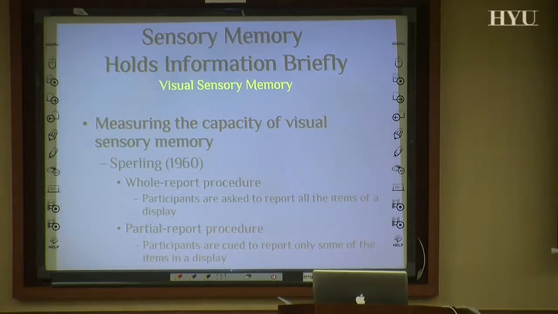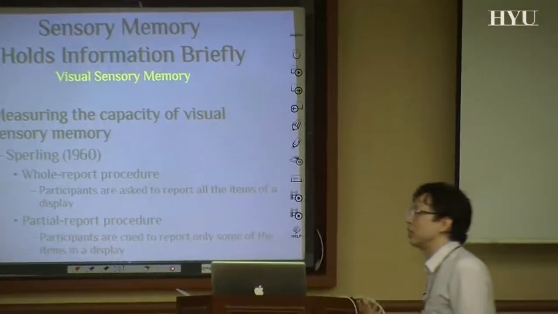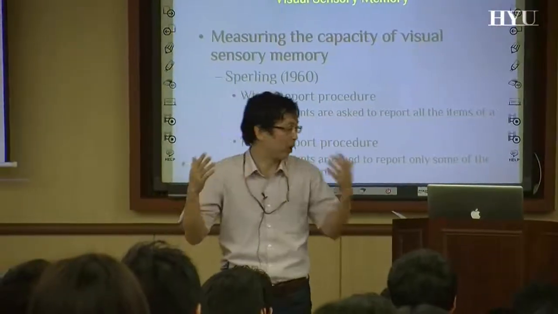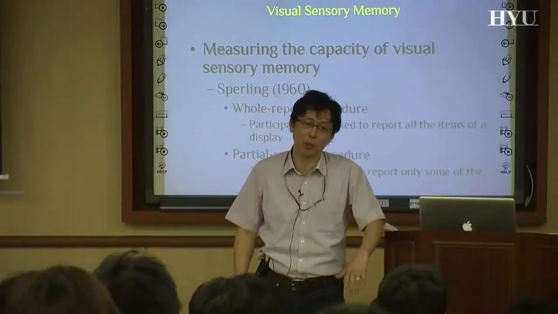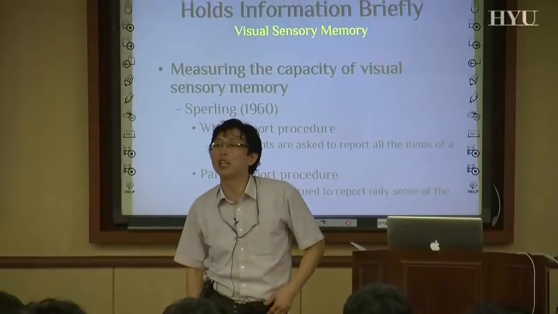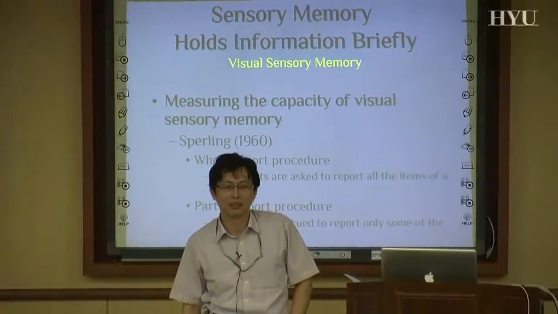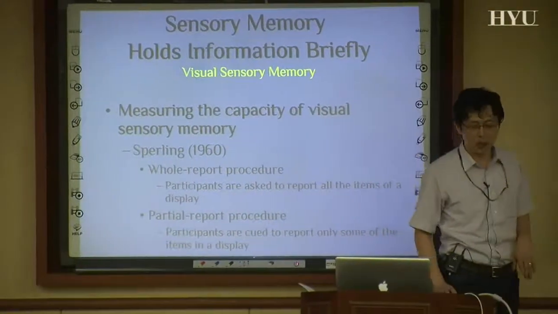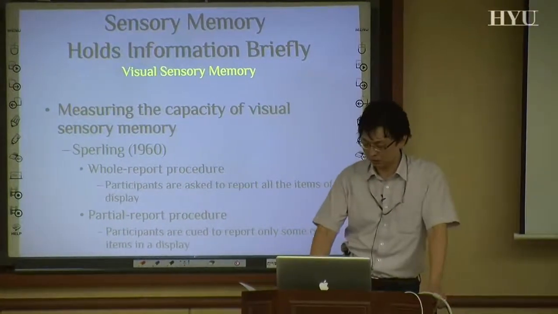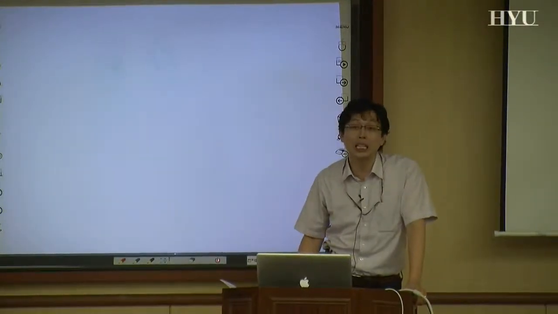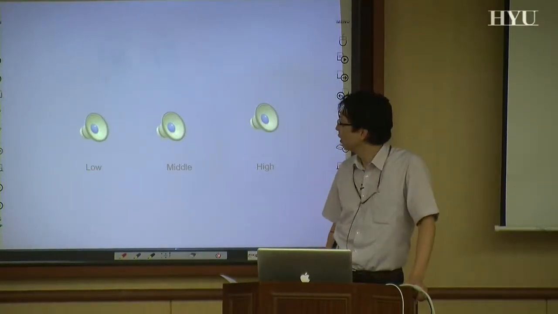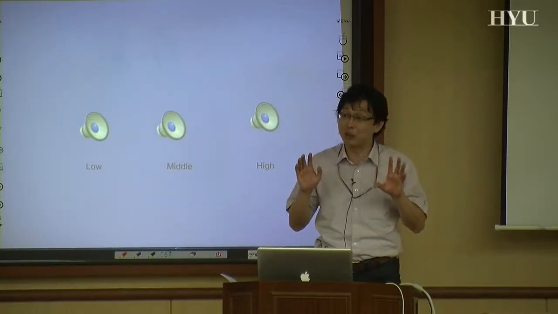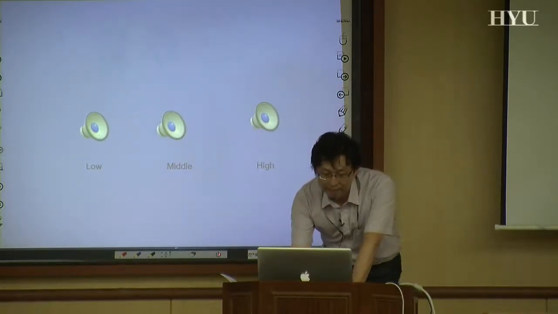So from this, he couldn't tell how much capacity the visual sensory memory has and how long it lasts. So he made a really cunning plan. That is why he is so famous in visual sensory memory. What he did is this. Now be very careful and very quiet. We have sound information. Okay.